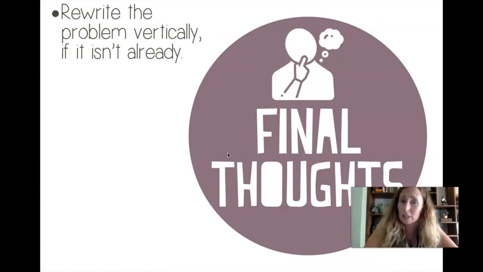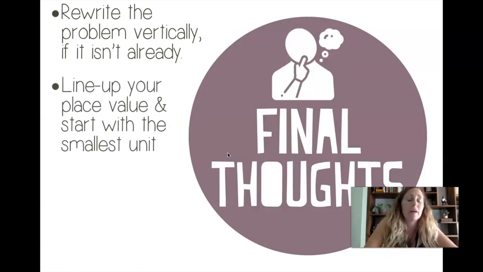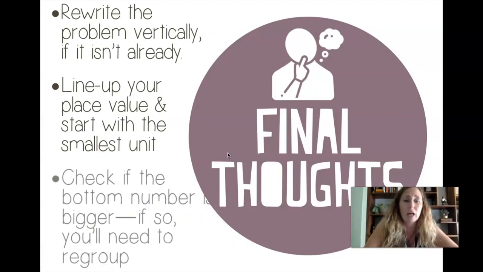Remember, just like with addition, if the problem isn't written vertically, you're going to want to do that. And you want to line up those place values starting on the far, far right. Neatness is important, and I know that's tough. It's tough for me still, even now. So if that's you, you might think about using grid paper or line paper to help you line up.